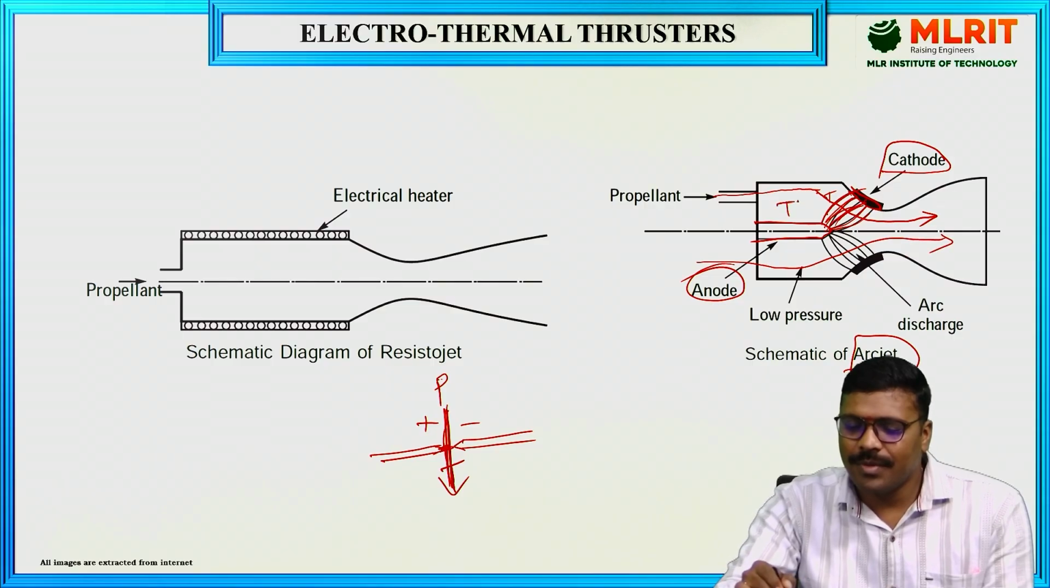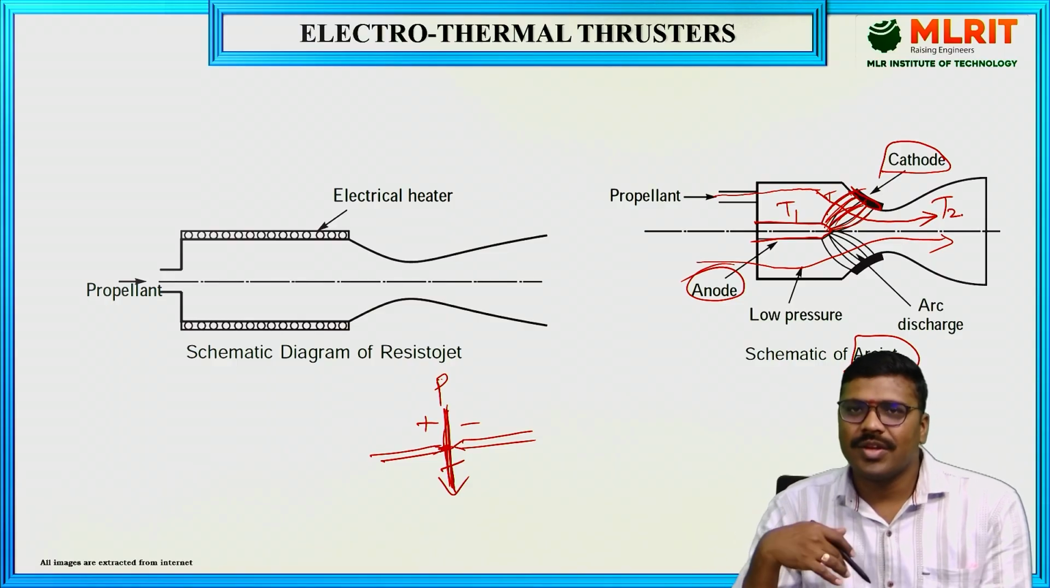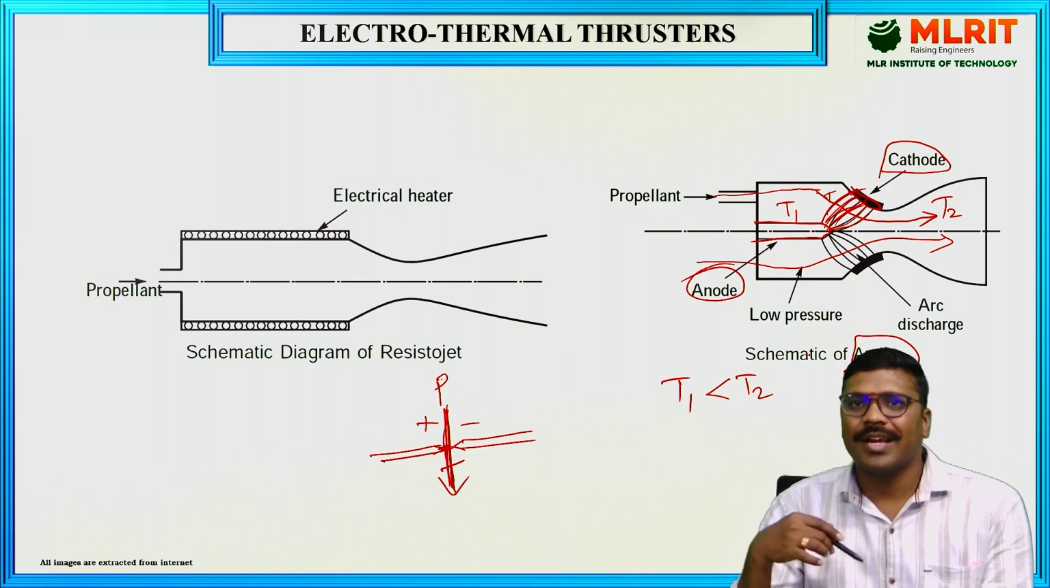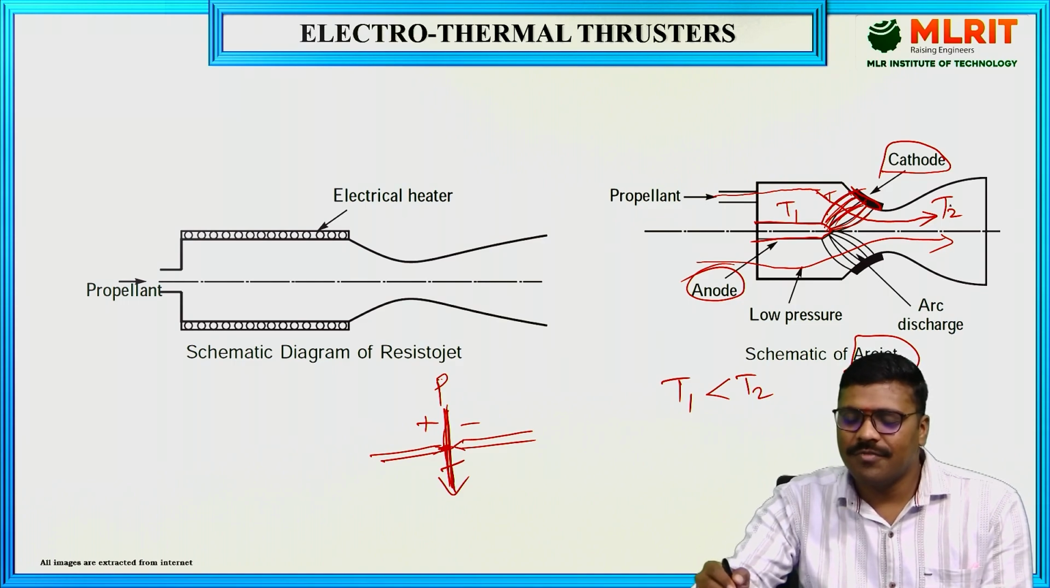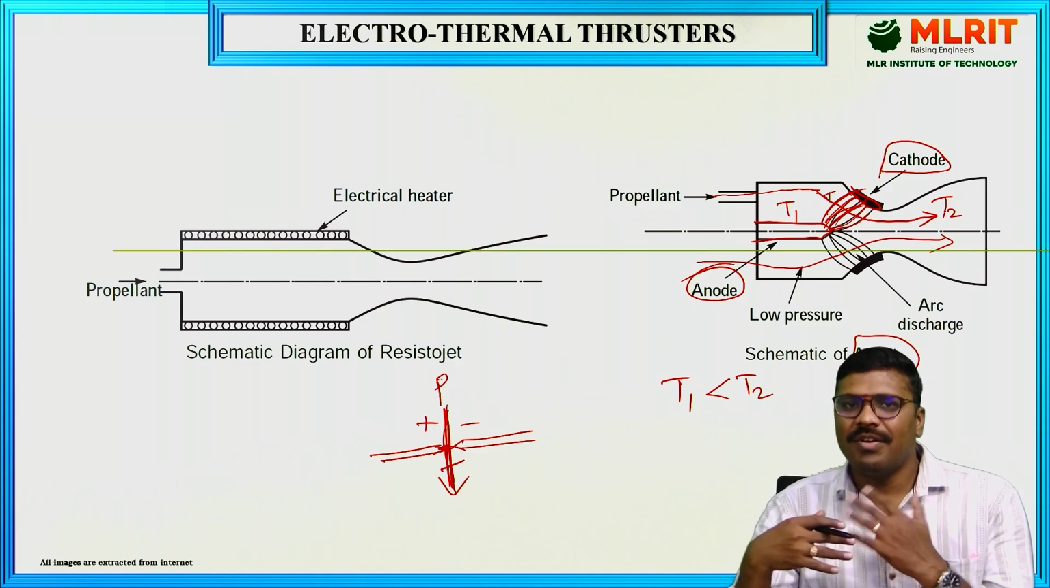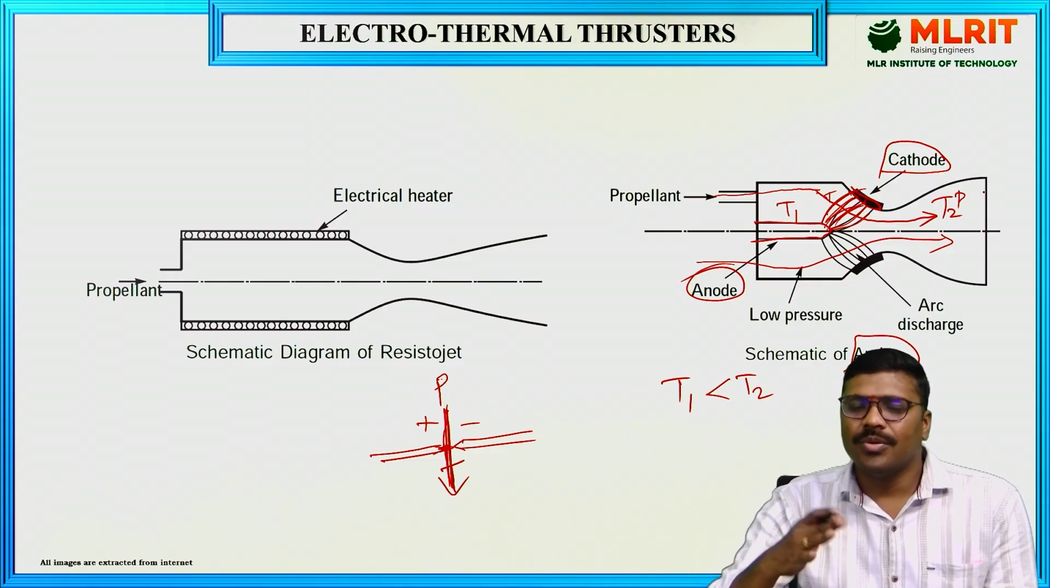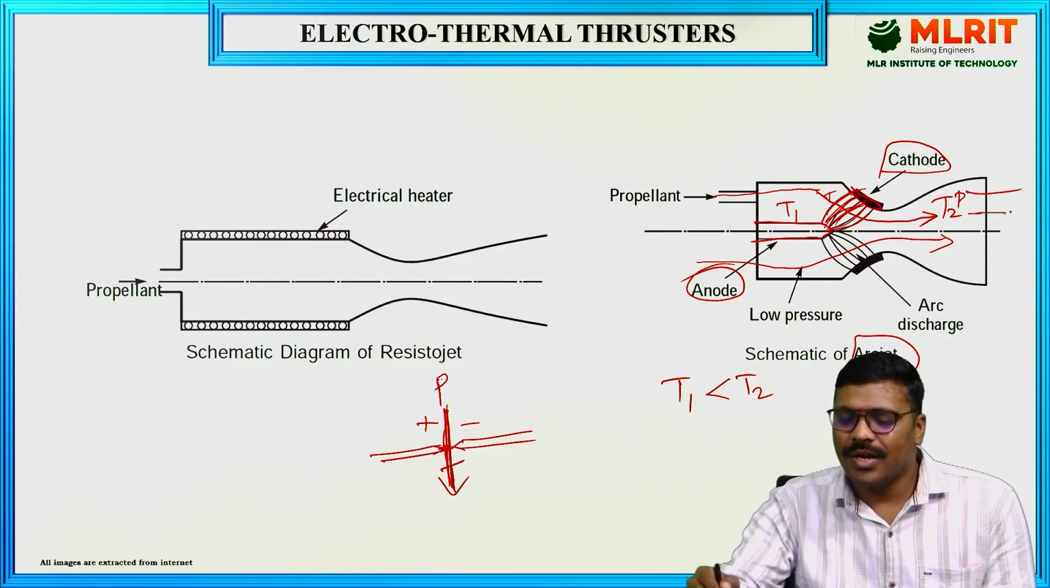Here the temperature T1 is less. After moving through the arc, the temperature T2 attained by the propellant is high. So T1 is less than T2. The propellants are heated, so they will expand and pressure will increase, and to decrease the pressure, they will move towards the nozzle.